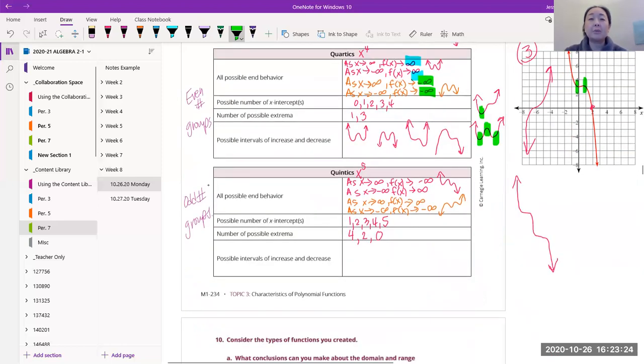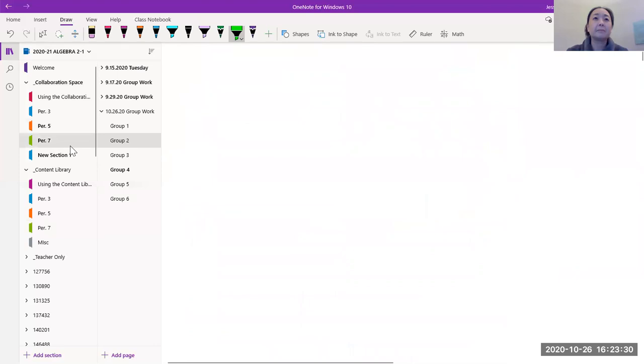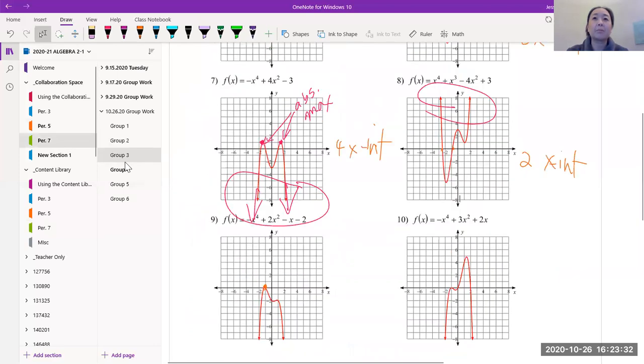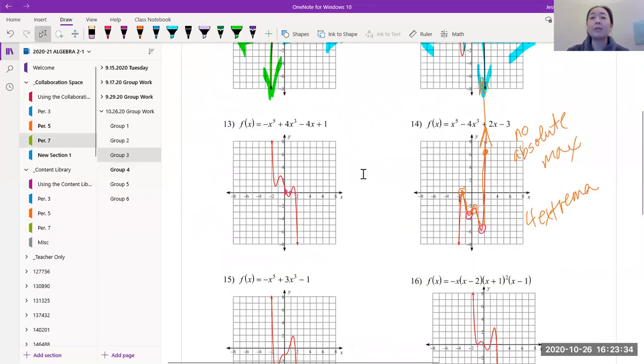So here we have all possible end behaviors for quintics. If you notice right here for quintics, let's go with group 3. Notice again, arms are either up and down or down and up. It's one or the other. We're not going to have both arms up or both arms down, very much for the same reason as we would with a cubic.